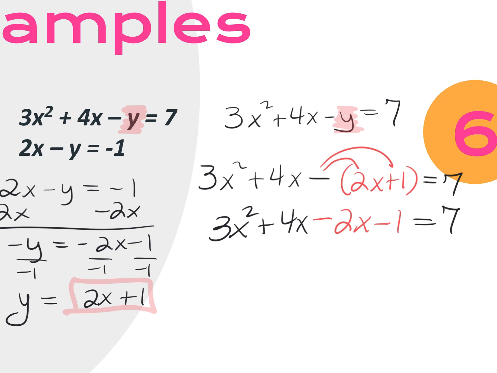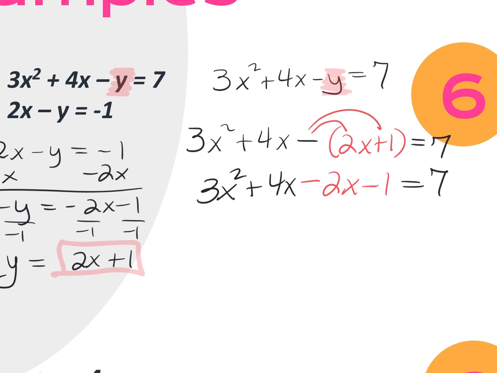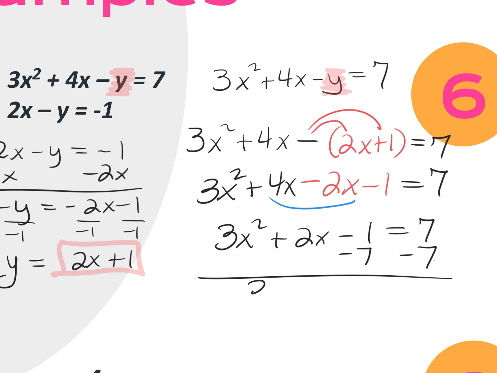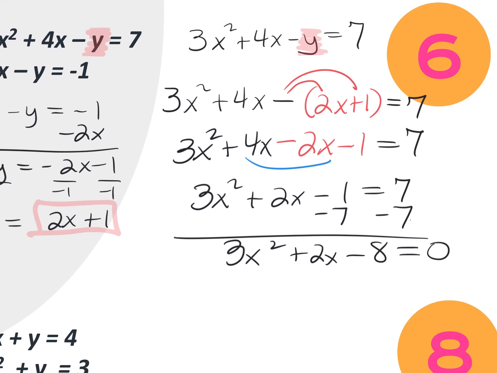Now begin to combine your like terms and set your equation equal to 0. I can combine my two x terms here in the middle. This becomes 3x squared plus 2x minus 1 equals 7. Oh, that should be a 1. I now need to subtract 7, because I need to set my equation equal to 0. So 3x squared plus 2x minus 8 equals 0. I now need to factor this trinomial to get my two values of x.